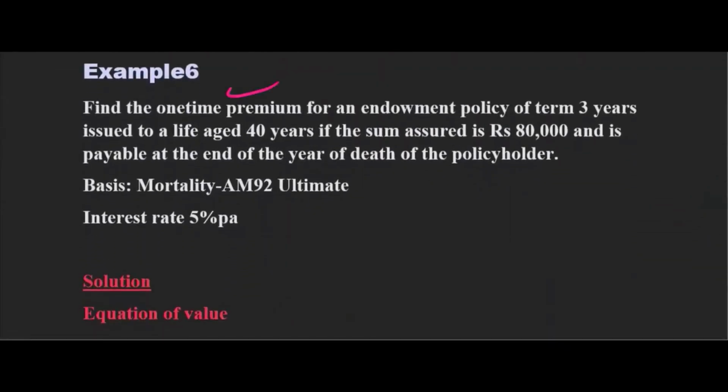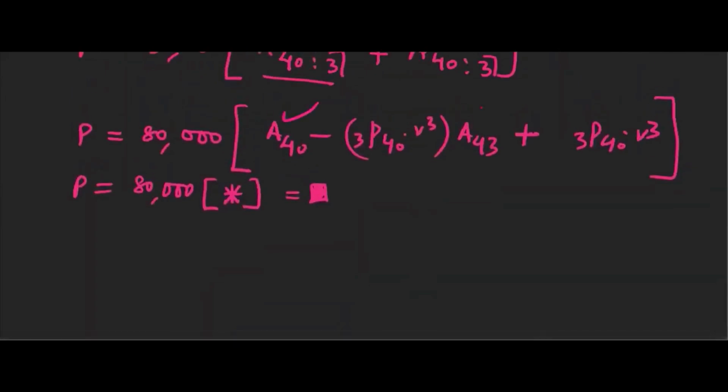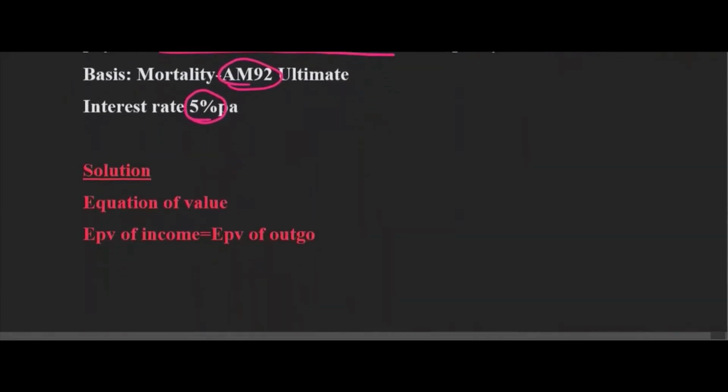This is a one-time premium, endowment, term 3 years, age 40, benefit 80,000. All things are the same. Payable at the end of the year of death, everything is there. M92, but here 5%. That means if you compare with the last question, you can't get these things from the table, because at 5% you will not get A40 or A43. If M92 is given, then you can find P43 but not A40. So for that you have to do it directly.